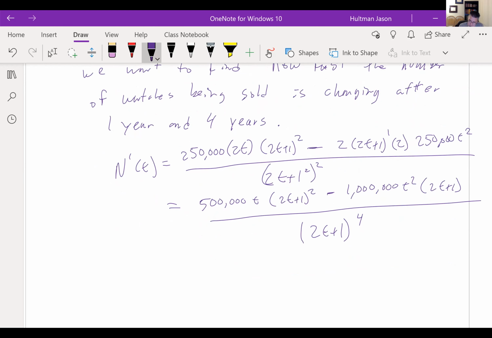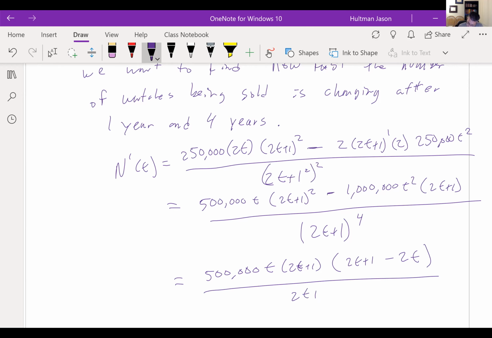Okay, so what I can do is factor some stuff out here. I could factor out a 500,000 t, and I could factor out 2t plus 1. And what I would get left over is 2t plus 1 minus, oh no, 2t, right? Minus 2t. I think that's it. Minus 2t, yeah. All over 2t plus 1 to the fourth power.